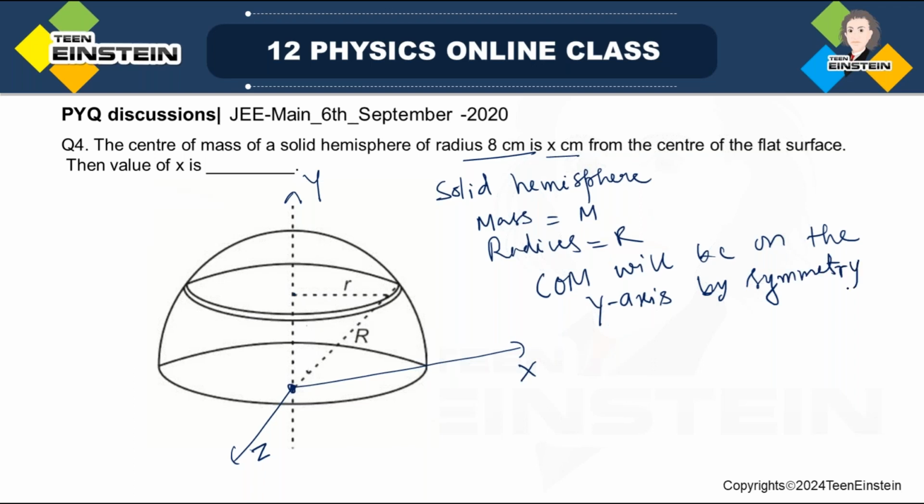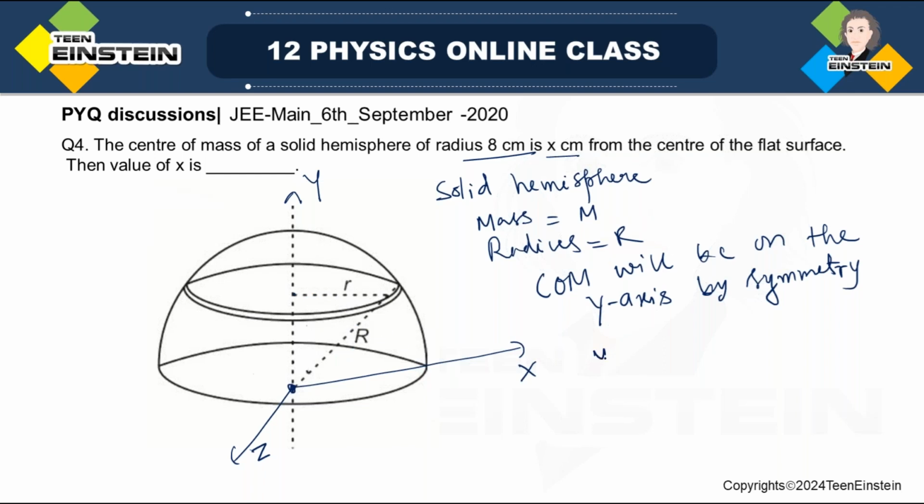If you don't know what symmetry is, it means the center of mass coordinate will be situated in the region where there is more mass. See, this is the flat surface, and the whole mass is situated here. So where will be the center of mass? Somewhere here, on the curved surface. So by symmetry we can see that the center of mass will be on the y-axis.